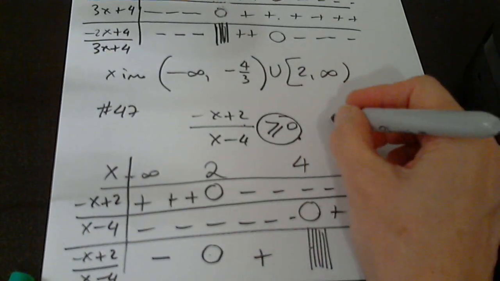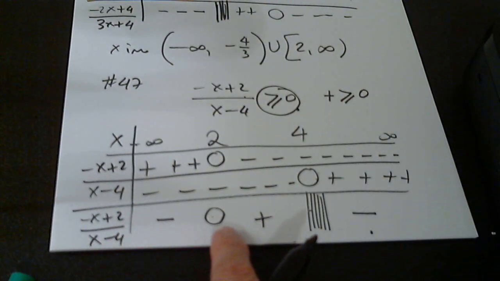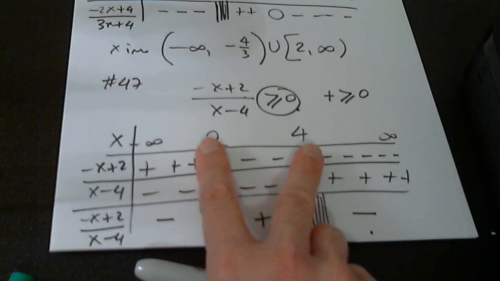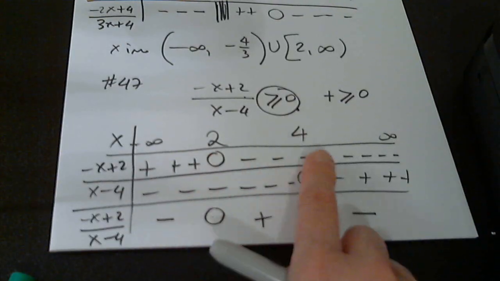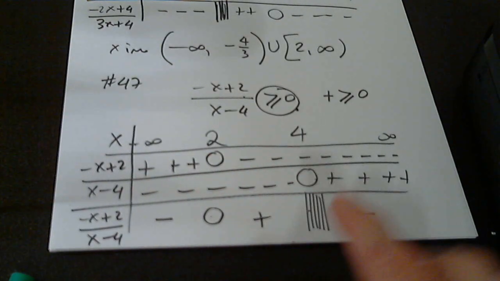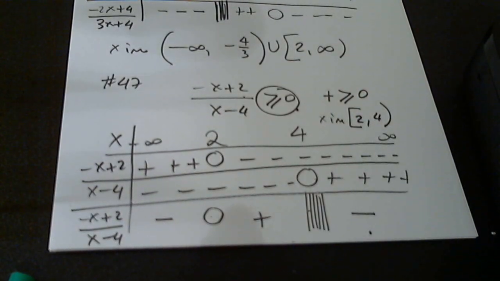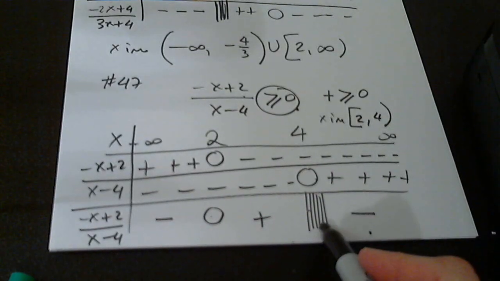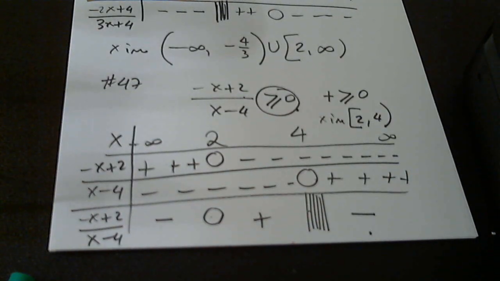Finally, what am I after? Well, this time I'm after positive. Is this positive? I'm looking for positive. Positive. Yes, positive. 2 to 4. Both equal, the equal symbol is included. I can include 2, but I cannot include 4 because it's undefined. So I'll say x in the interval closed at 2, but open at 4. So bracket and parenthesis because 4 cannot be included. The expression or the fraction is undefined. Okay?